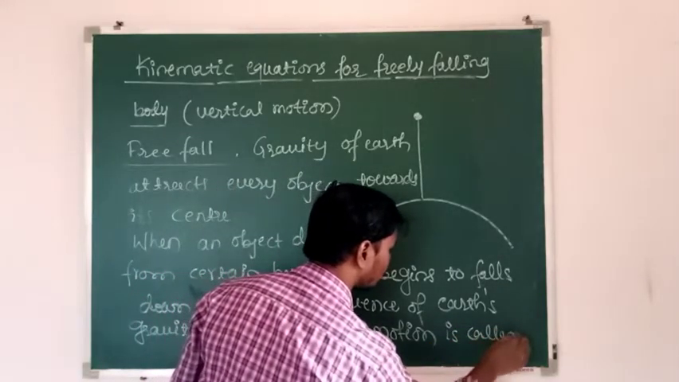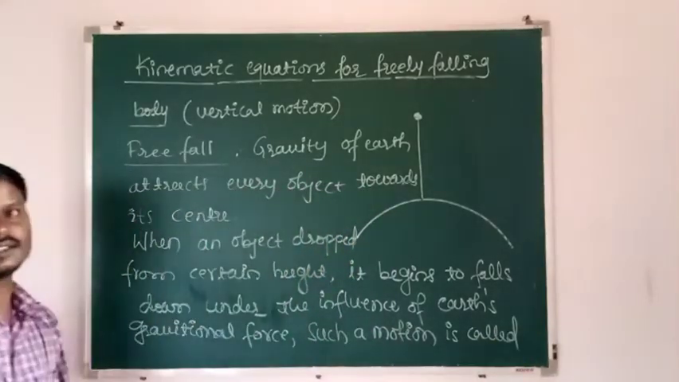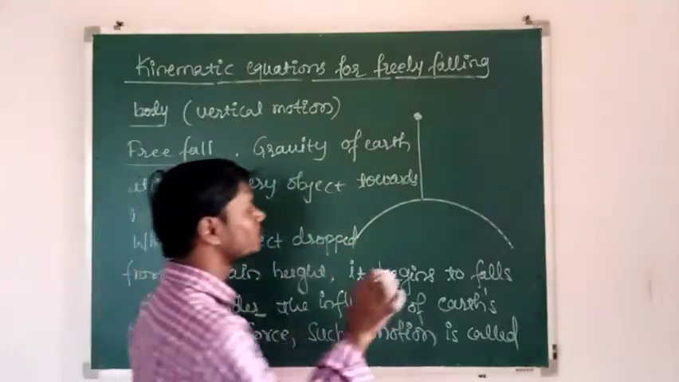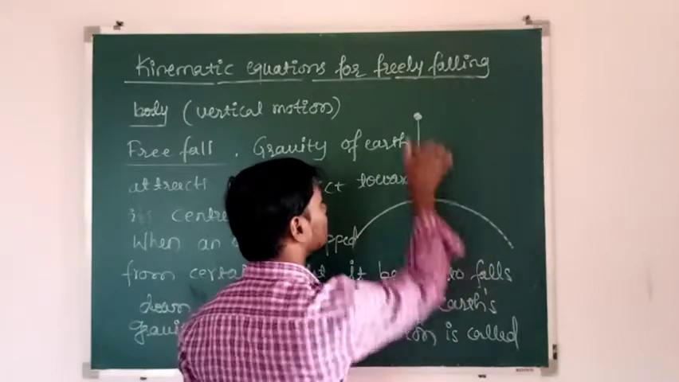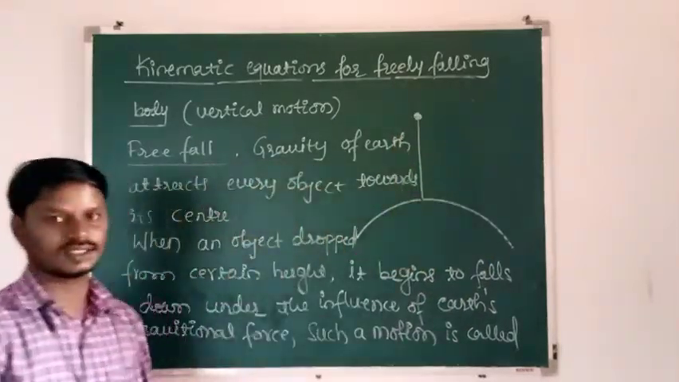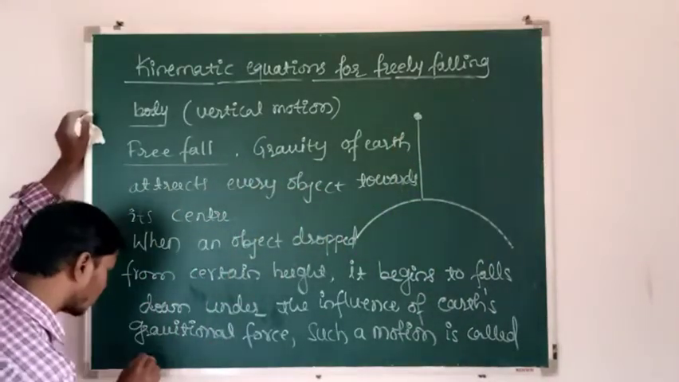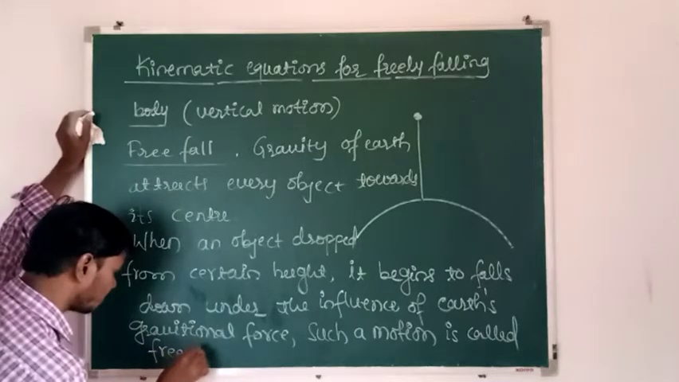But one more thing, remember here there is no air resistance, means there is no opposition offered by the air to the motion of the body in the vertical direction. Such a motion is called free fall.